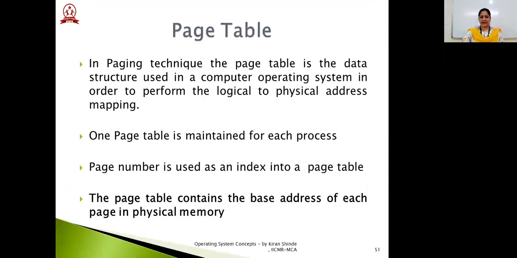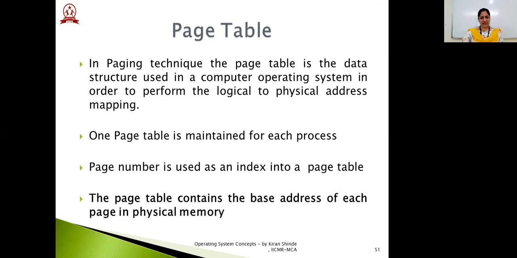Now, in order to understand the mapping of logical address to physical address, we also need to understand a very important data structure used in non-contiguous memory allocation, which is the page table. So in paging, the page table is the data structure used in a computer operating system to perform the logical to physical address mapping. Now, how does it perform this mapping? It has some special fields with which it can map the page number with the frame number. So one page table is maintained for every process. It is very important to note this.